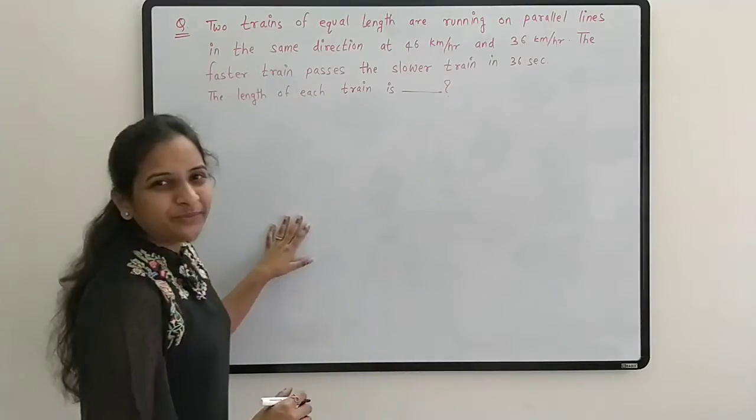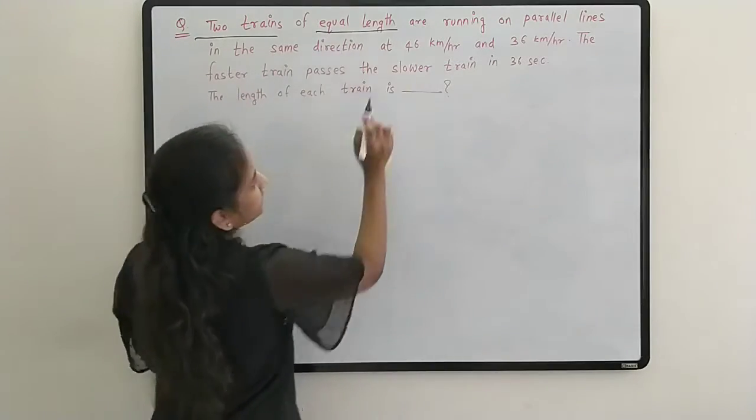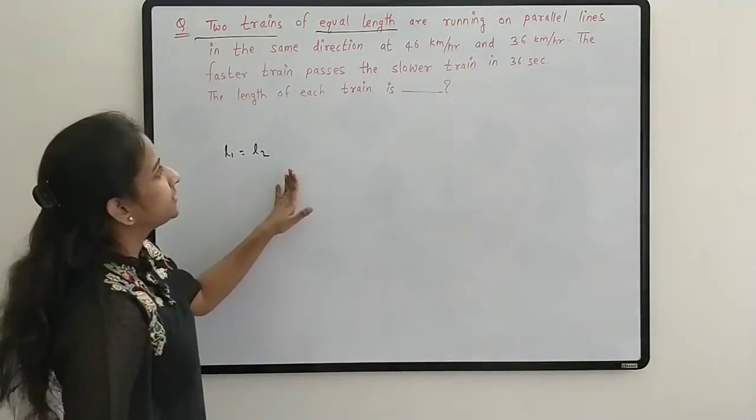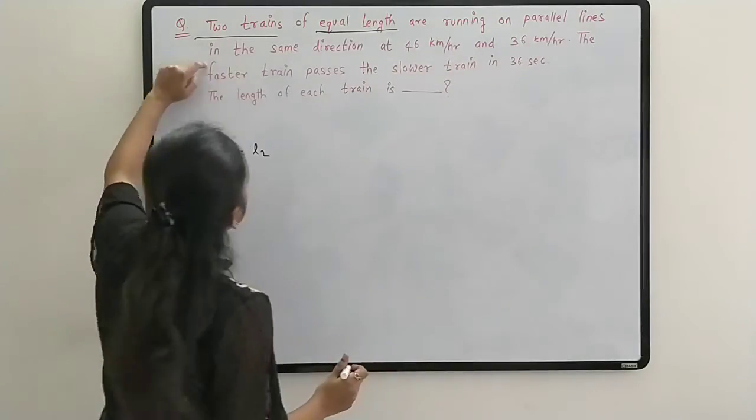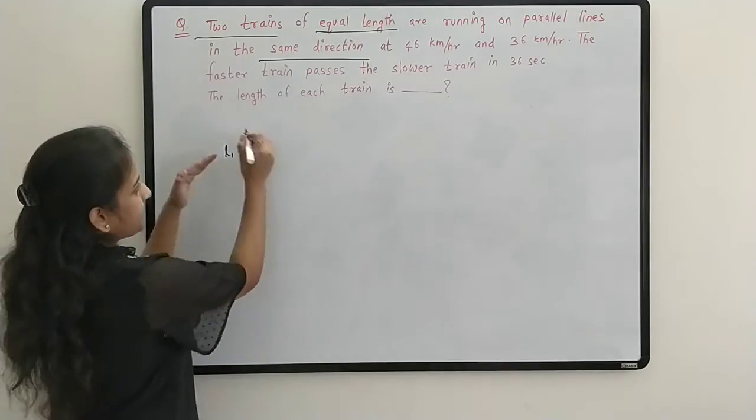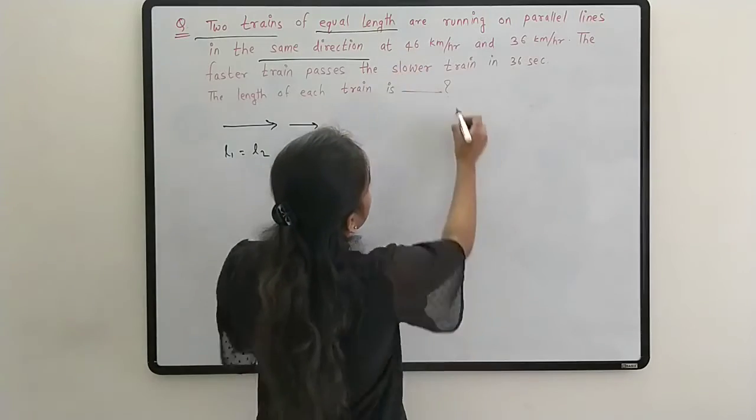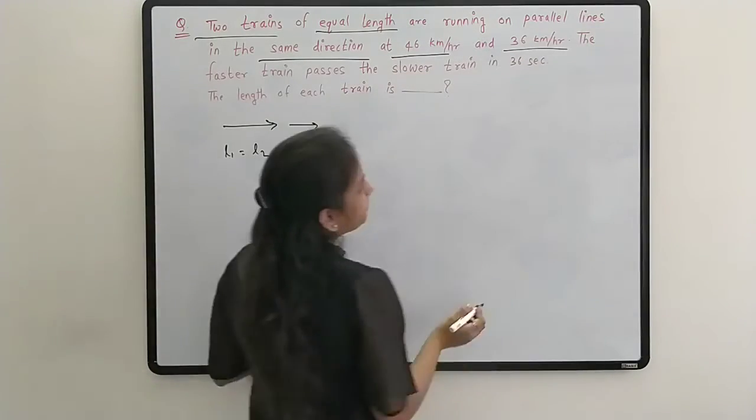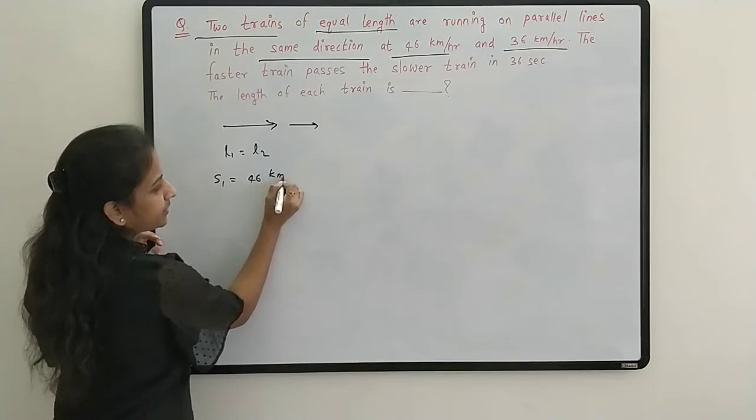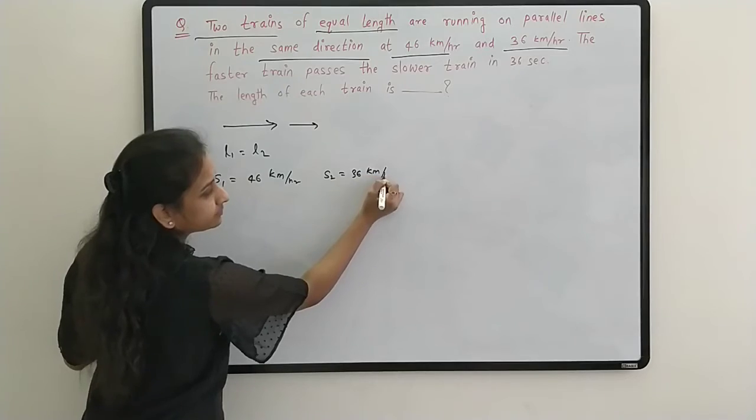Now let's solve this problem together. See what is given. Two trains of equal length. Okay, L1 is equal to L2, equal length, are running on parallel lines in the same direction. Okay, they are running in the same direction, at 46 km per hour and 36 km per hour. So S1 is equal to 46 km per hour, S2 is equal to 36 km per hour.